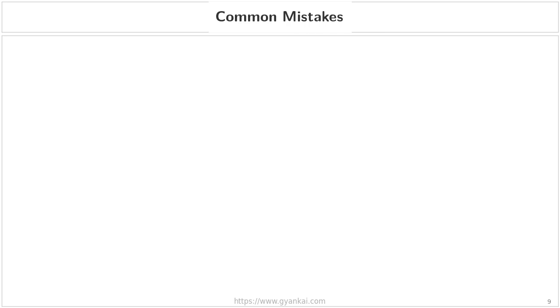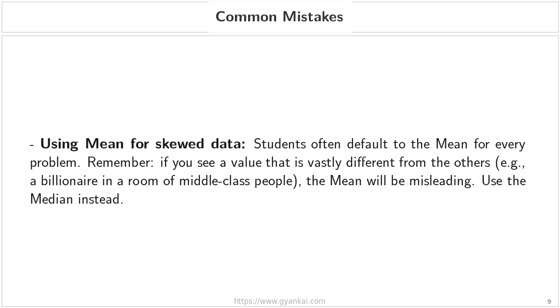Common mistakes. First, watch out for using the mean when dealing with skewed data. It is a very common habit to default to the mean for every single problem you encounter. However, always keep an eye out for values that are vastly different from the rest of the group. Think back to our example of the billionaire in a room of middle-class people. That one extreme value will pull the mean upward, creating a misleading picture. In those specific cases, you should switch to the median to get a more honest representation.